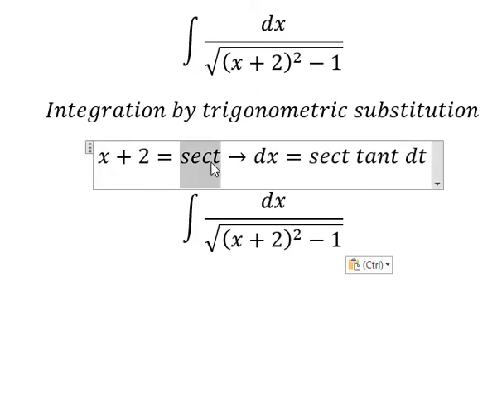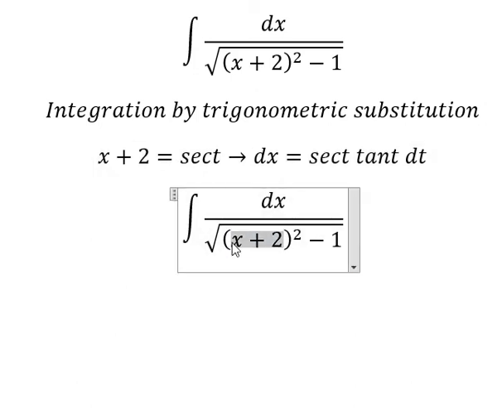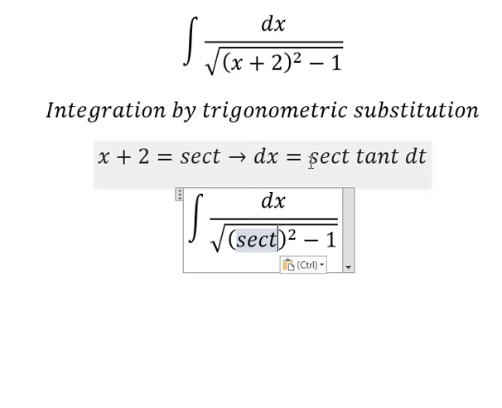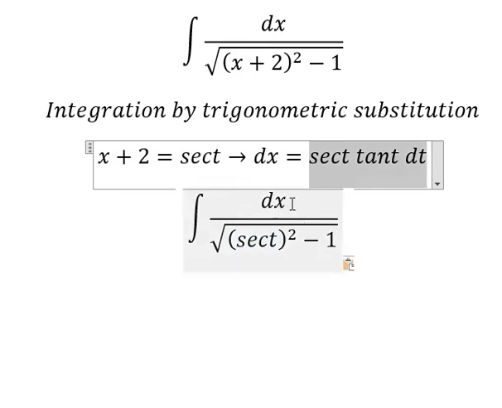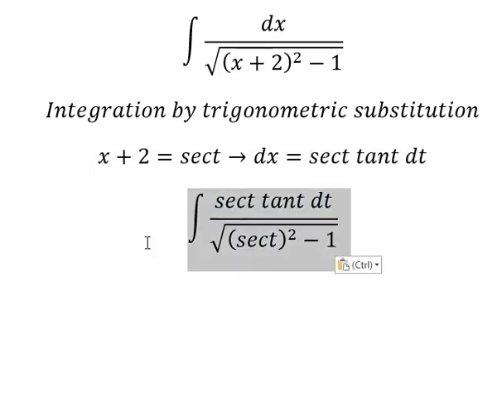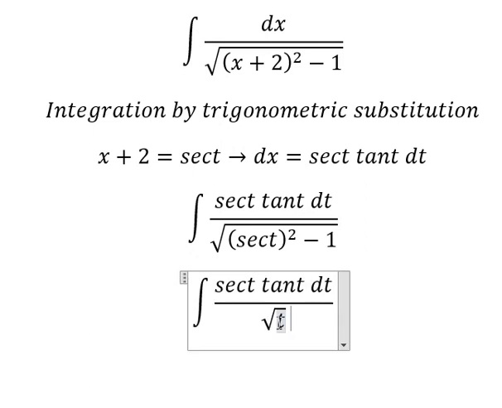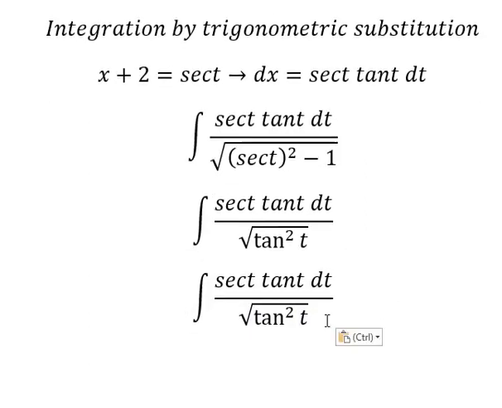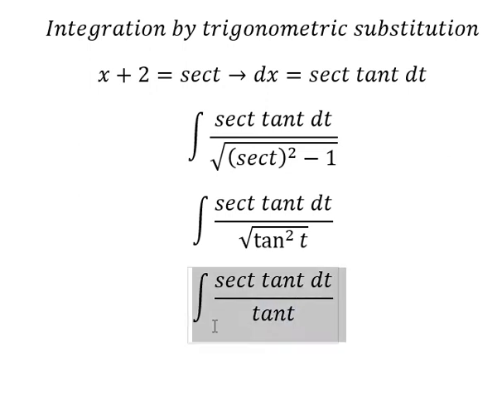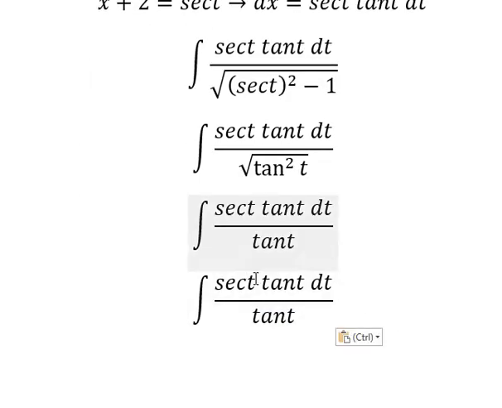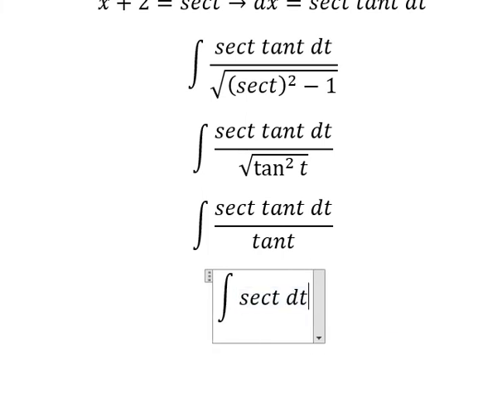So I will put this one here. dx we change by this one. This one we change to tan t squared. The square root of tan t squared gives us tan t. This one we simplify and we have secant of t dt.